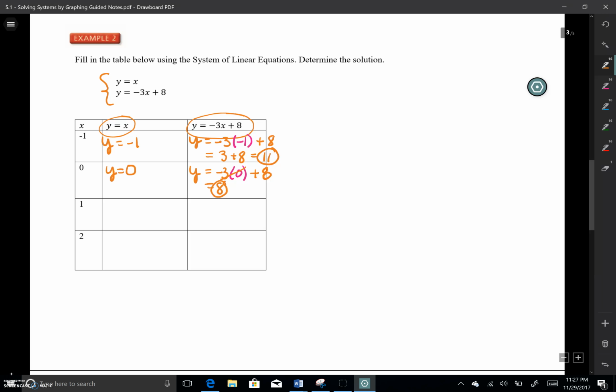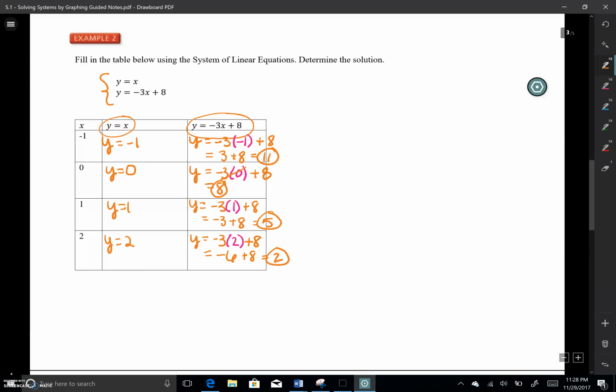Okay, when x equals 1, I get y equals 1 here. For my second equation, I get y equals -3 times 1 plus 8, which gives me -3 plus 8, which gives me 5. And when x equals 2, y equals 2 for the first equation, and y equals -3 times 2 plus 8 for the second equation. That will simplify to -6 plus 8, which also gives me a 2.